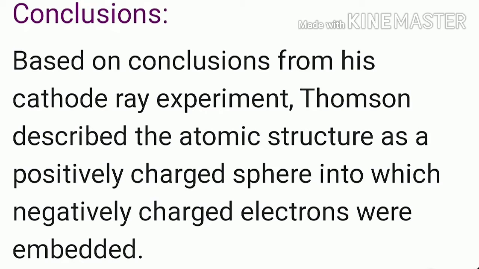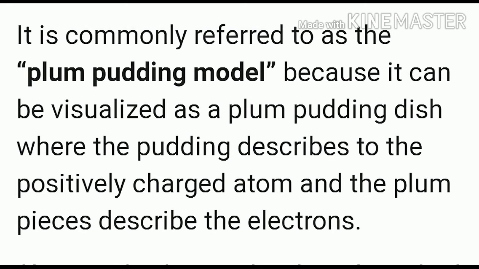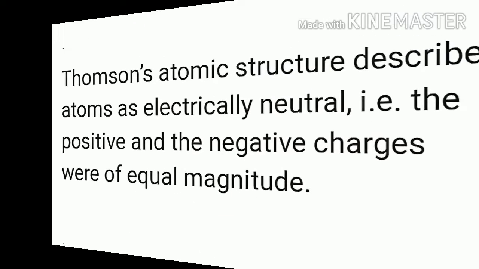Conclusions. Based on conclusions from his cathode ray experiment, Thomson described the atomic structure as a positively charged sphere into which negatively charged electrons were embedded. It is commonly referred to as the plum pudding model because it can be visualized as a plum pudding dish, where the pudding describes the positively charged atom and the plum pieces describe the electrons.